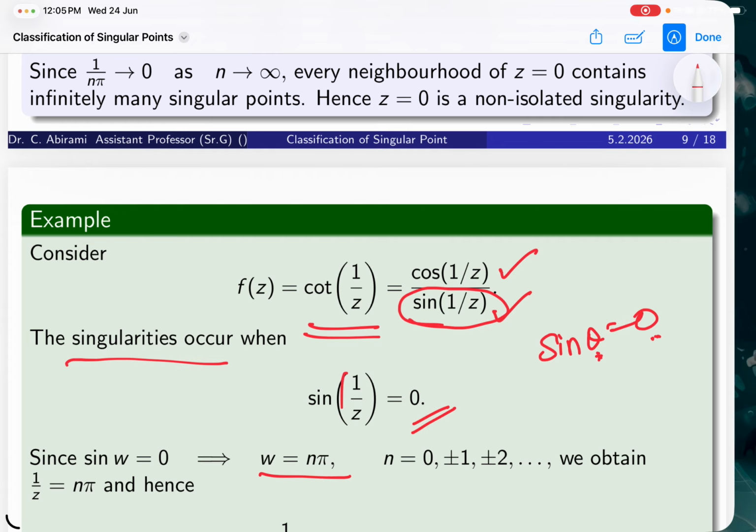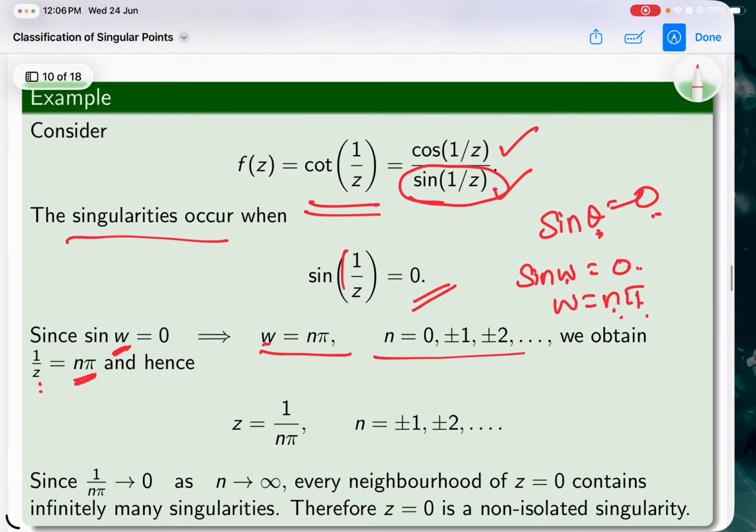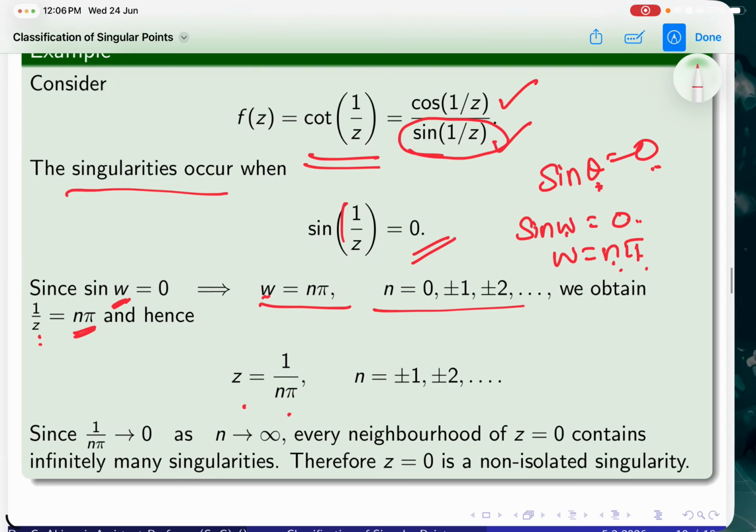Suppose I assume that this 1 by z is w. So how do you express sine w equal to 0? So w is equal to n pi for all the values of n. If I put n is equal to 0, sine 0 is 0. If I put n is equal to 1, 180 degrees, 0. Minus 180 also 0. 2 pi is 0. Minus 2 pi is also 0 for all the values of n. Replace w by 1 by z. 1 by z is equal to n pi. What about your z? z is equal to 1 by n pi. So n can take a value plus or minus 1, plus or minus 2 and so on.